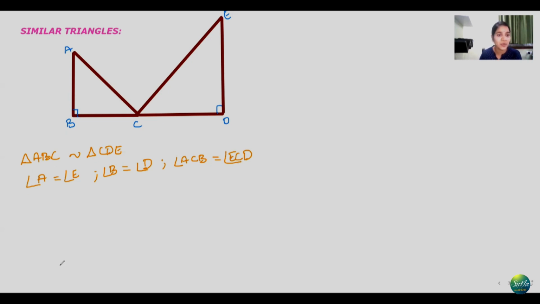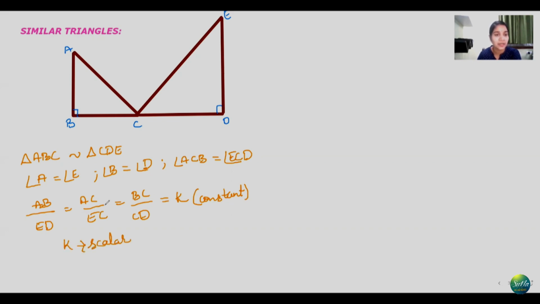When we discuss the corresponding ratios again, AB by ED is equal to AC by EC is equal to BC by CD, and this is all equal to some constant K. This constant K is called the scalar factor. We have discussed it earlier: the ratio of the corresponding sides is a scalar factor, which is a constant number.